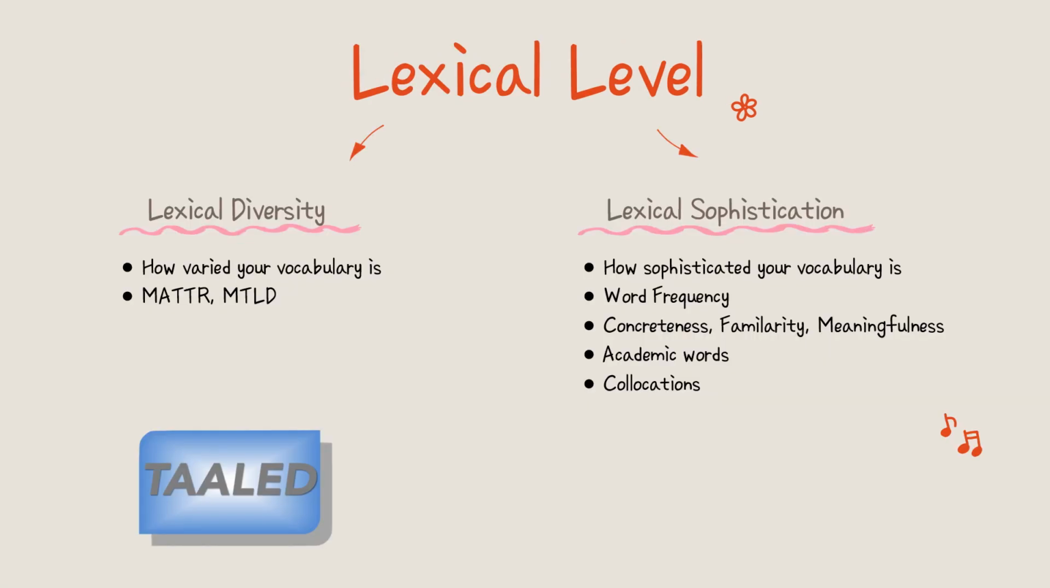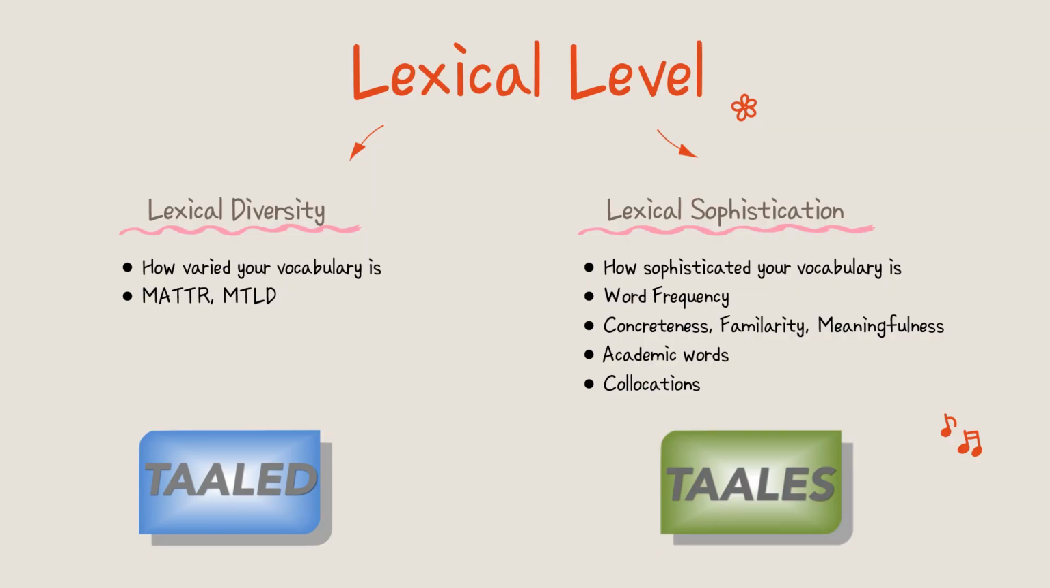Another key aspect is lexical sophistication, which refers to how advanced or academic your word choices are. This includes several factors: how frequent or rare the words are in general usage, how concrete or abstract they are, how familiar or meaningful they tend to be to native speakers, and whether the words are considered academic vocabulary or part of common collocations. Words are considered more sophisticated when they are less frequent, less concrete, less familiar or meaningful, more academic, and used in strong collocations.